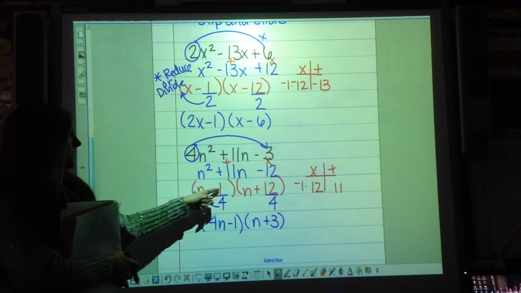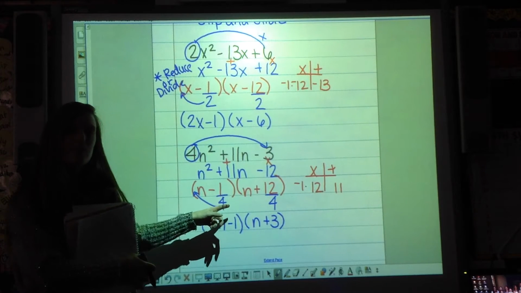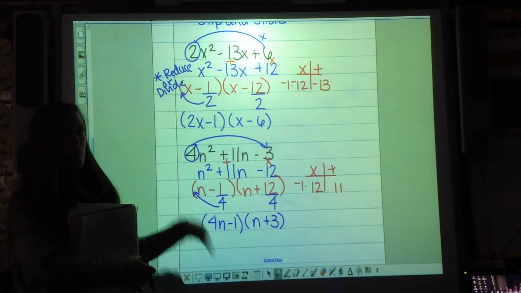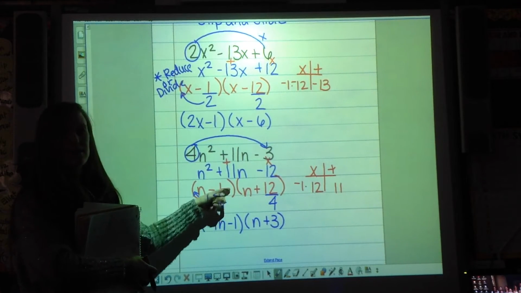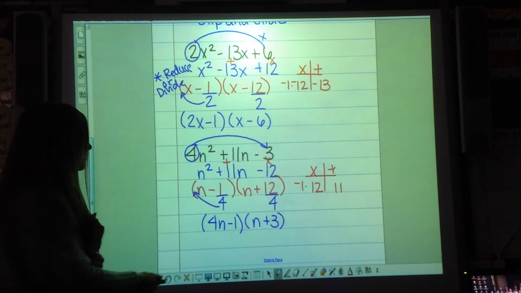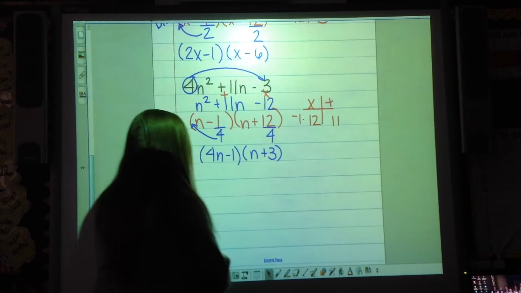Now you're probably looking at this and you say, sure, I can divide that. It gets me a decimal. You don't want a decimal. You don't want a fraction. So if you can't divide out evenly, you push that out in front.